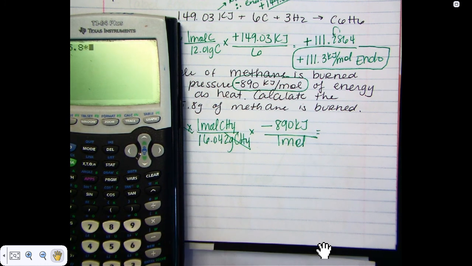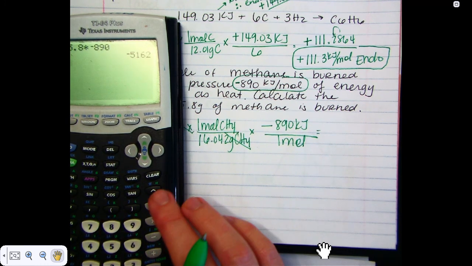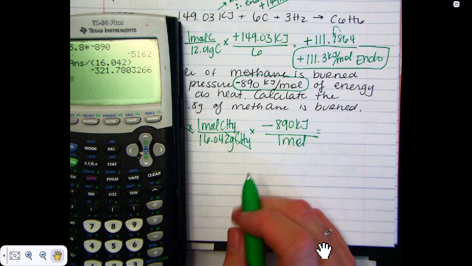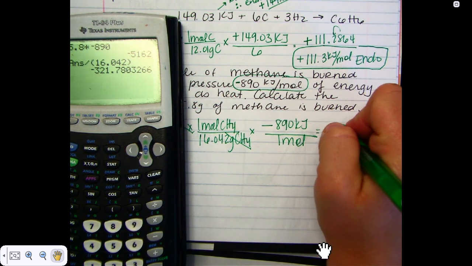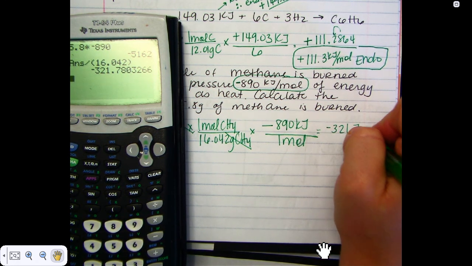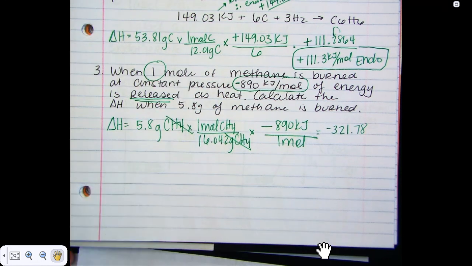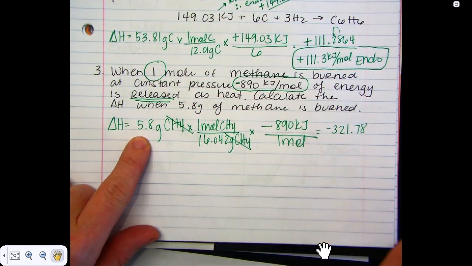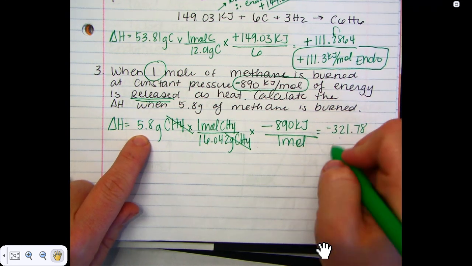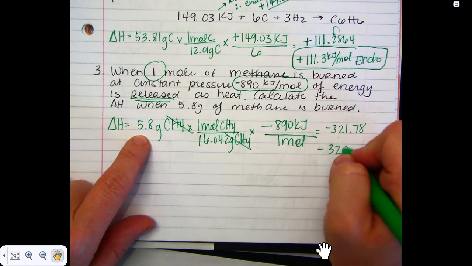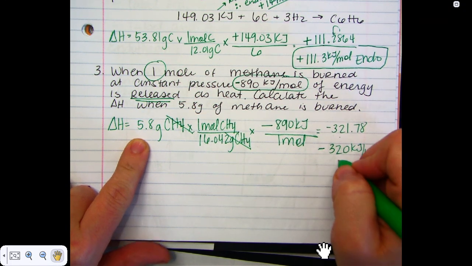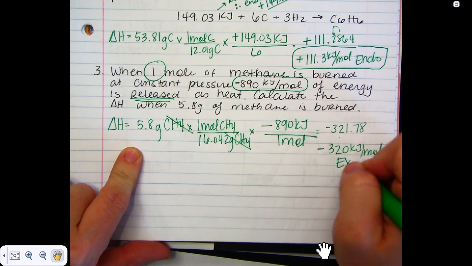So let's see. 5.8 times negative 890 divided by 16.042. Oh, I didn't need that parenthesis because it's times 1. Oh well. So negative 321.78. And let's check out our sig figs. 5.8 is 2. 890 is 2 because there's no decimal. So 1, 2. This is going to be negative 320 kilojoules per mole. And if it's negative, we know it is exothermic.